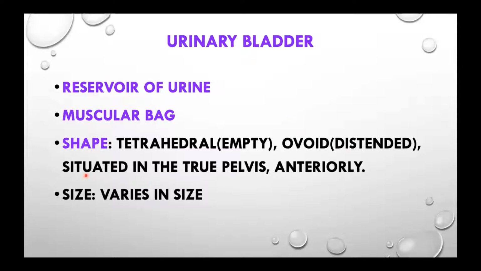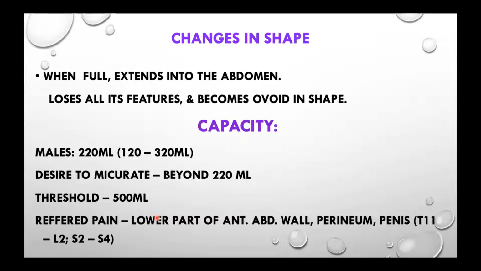When it is empty, it is situated in the true pelvis anteriorly. Behind the bladder, we have the rectum in males, and the vagina as well as the uterus in females. The size of the bladder varies according to the amount of urine filling inside. When it is full, it extends into the abdomen, sometimes almost reaching the umbilicus, and loses all its features and becomes ovoid in shape.